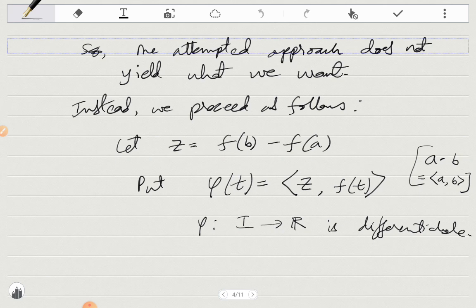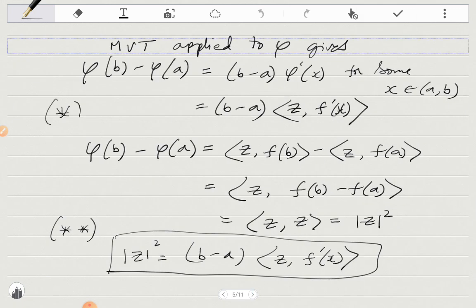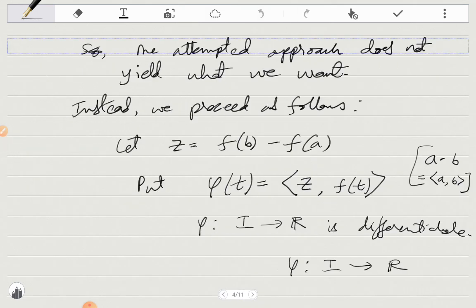And the point is this phi is again a map from the same interval, but this time its image is just the real line. So I can apply the classical mean value theorem to phi. It gives phi(b) minus phi(a) equals (b minus a) times phi prime(x) for some x in (a, b). And so I can differentiate from this expression.